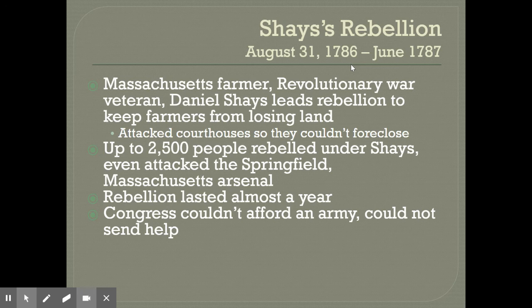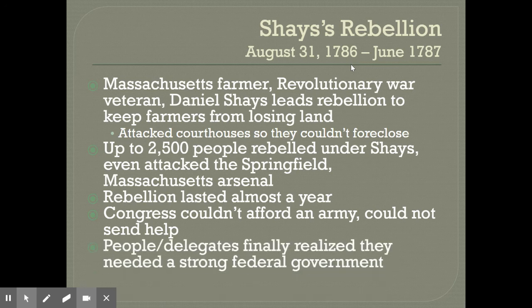So this is when the leaders in the government realized there might be a huge problem with our government if we can't stop rebellions. Okay, if we don't have the ability to put these rebellions down, then we're going to have complete chaos in our country. People and delegates finally realized they needed a strong federal government. So this was the huge wake-up call for everyone to change.